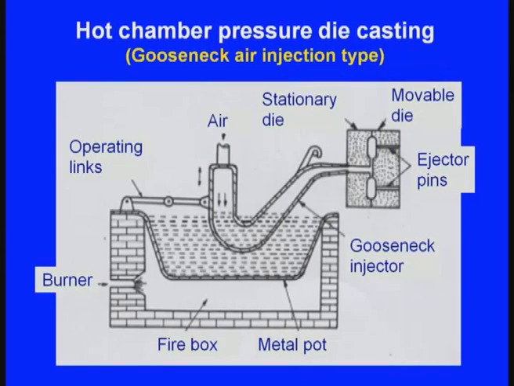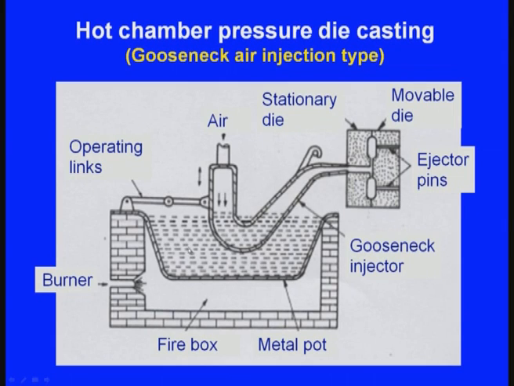So, here we can see that the furnace is an integral part of the machine. Next, we can see here there is a gooseneck, a cylindrical chamber, the gooseneck chamber. Now, the molten metal will be entering into this cylinder from this pot.